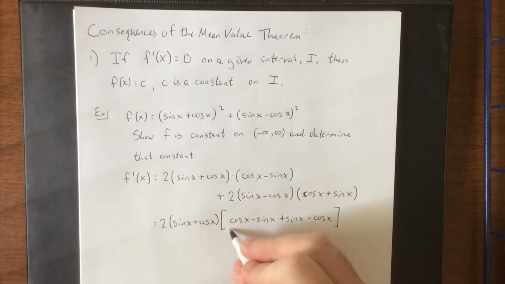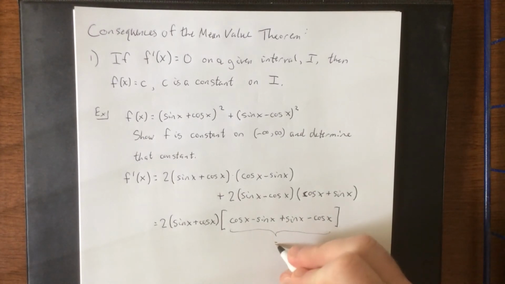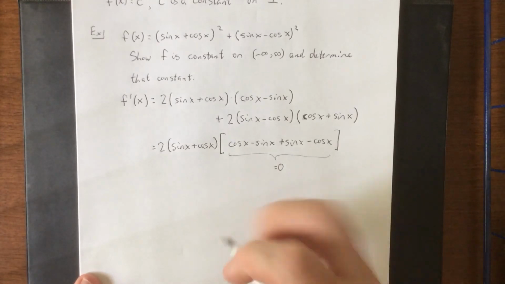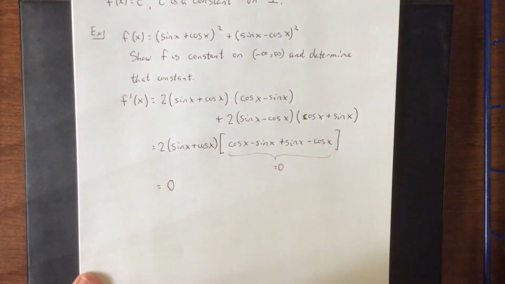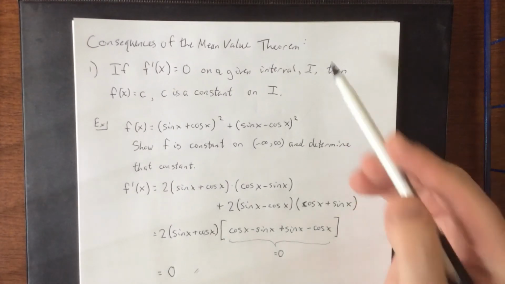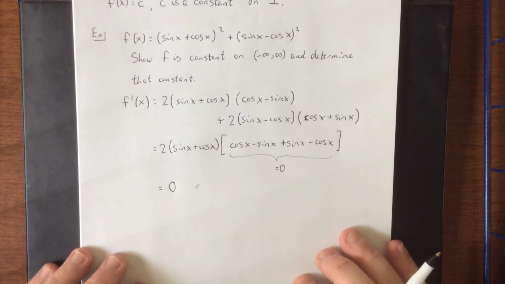Now, if you take a look inside this set of parentheses, there are a lot of like terms that can be combined. I see a cosine of x minus cosine of x. Those cancel, and a sine of x minus sine of x, those will cancel as well. So what's inside this set of parentheses is equal to 0. Because we're multiplying by this, we can conclude that the whole thing is equal to 0. Now, with that in mind, according to the consequence of the mean value theorem, we have just shown that f is a constant function. We still need to show what constant it's equal to.